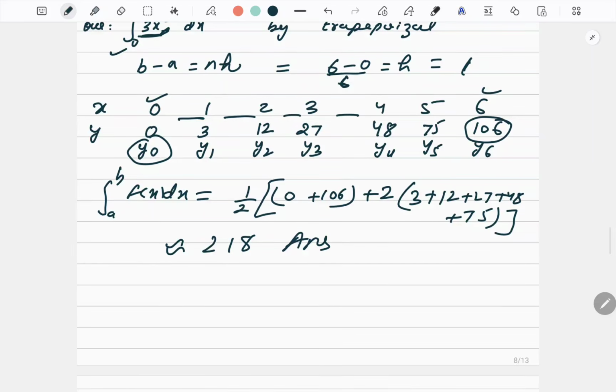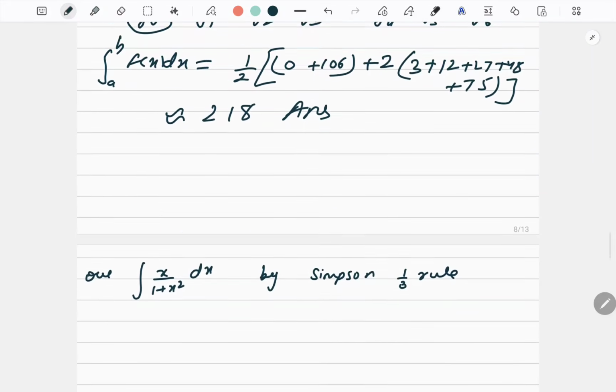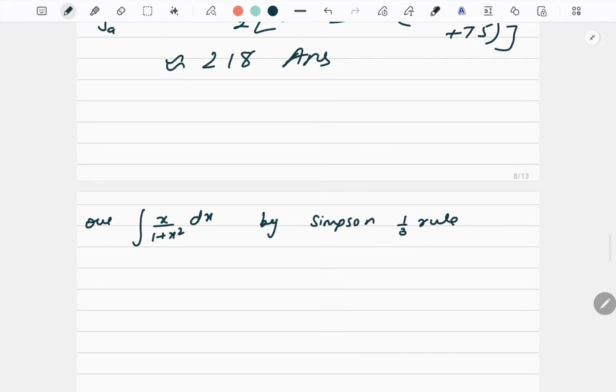Okay. Now go to the next question. Simpson 1/3 rule. Now the same thing I have to do, but with the 1/3 rule. So this is the question. First step, what I will do in this limit is, suppose it is 0 to 1. Now the 1/3 rule has to have n as a multiple of 2. So let me take n equal to say 6.